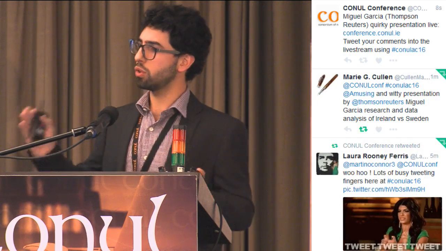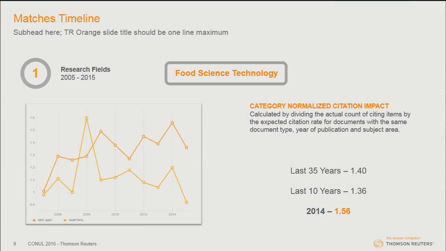If we narrow it even to a trend graph, so we're still analyzing 2005 to 2015, but now taking a look at each of the years. Here we're seeing the category normalized citation impact, what I've just explained. In the last 35 years, we had 1.4. In the last 10 years, we had 1.36. But in 2014, you can see 1.56.